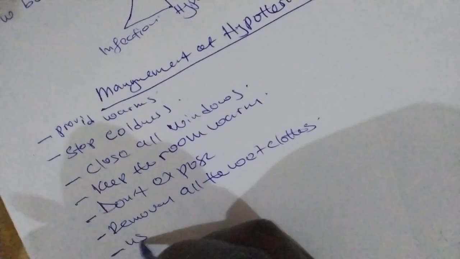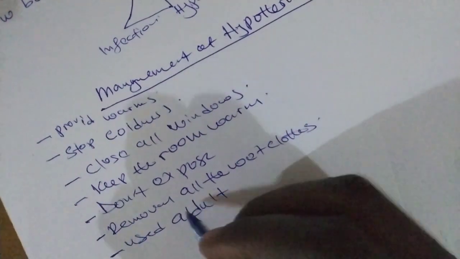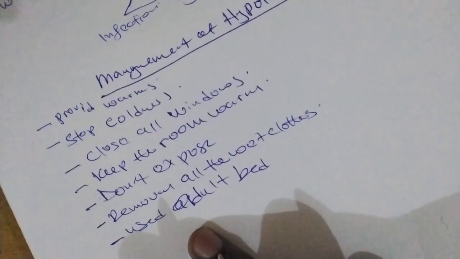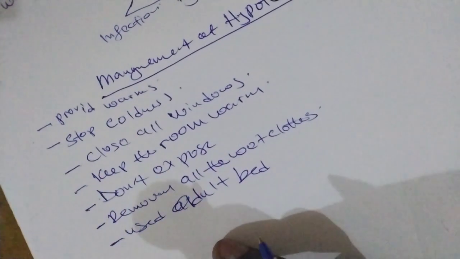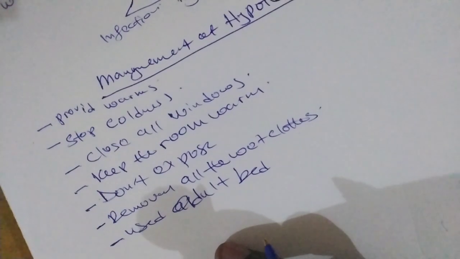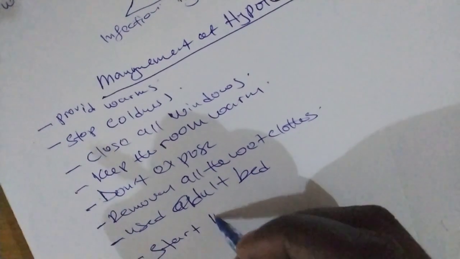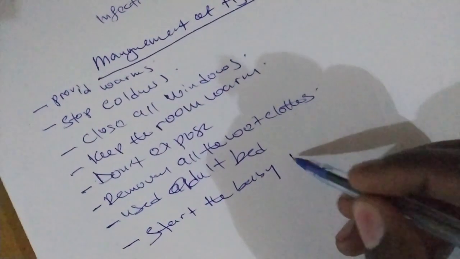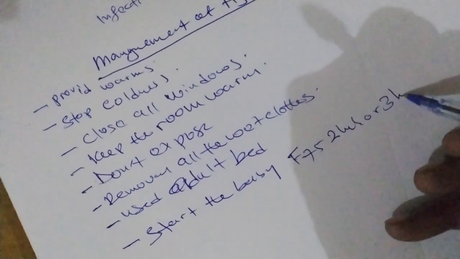You use an adult bed so that the mother and the child can sleep on the same bed. This can provide kangaroo care. The next thing is we have to start this child on a feed. Start the baby on a feed, that is F75, 2 hourly or 3 hourly.